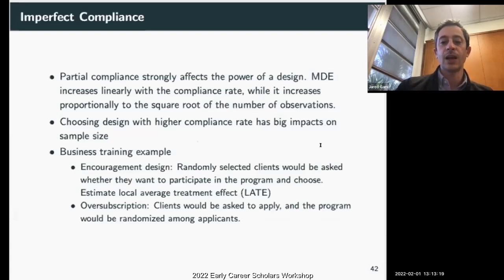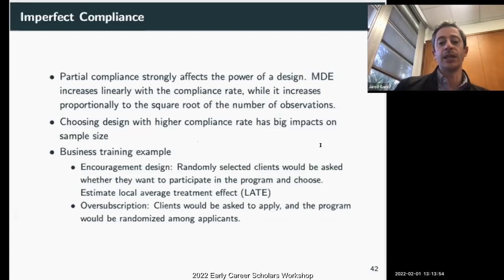And I think that this underscores the importance of compliance in experiments. And if you have the choice between two different designs with different levels of compliance, you might want to choose the one that will have the highest compliance, which can have important implications on your sample size. So suppose, for example, you want to evaluate a voluntary business training program for some microcredit clients. First approach would be potentially to use an encouragement design, where you randomly select clients to be asked whether they want to participate in the program, and they could choose whether to do so or not.